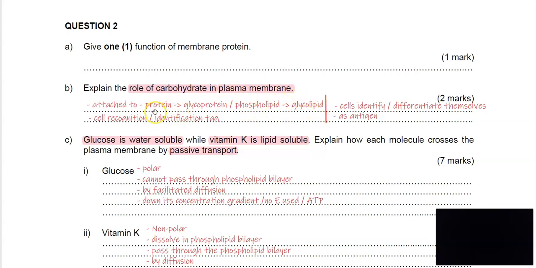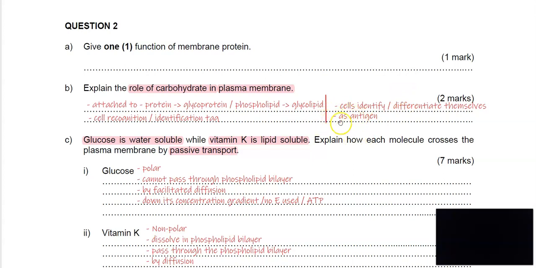Okay, so these two molecules, glycoprotein and glycolipid, are important, as they are involved in cell recognition or function as an identification tag for the cell. So the significance of this role is that it allows cells to identify or differentiate themselves. Okay, so this is to make sure that cells of the same type are grouped together to form tissues, for example.